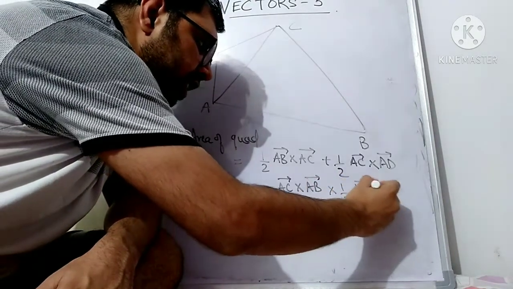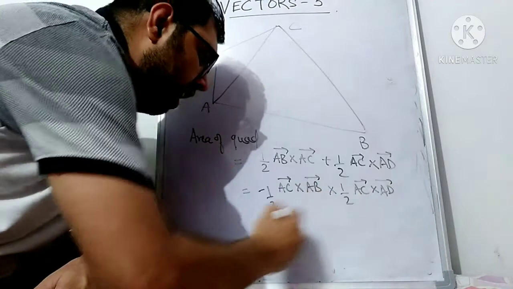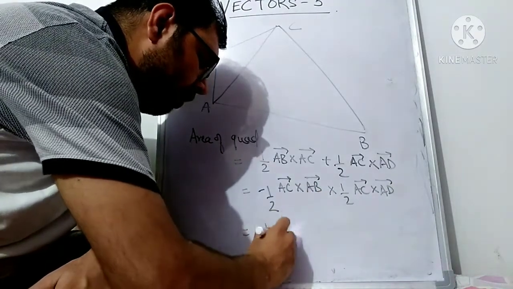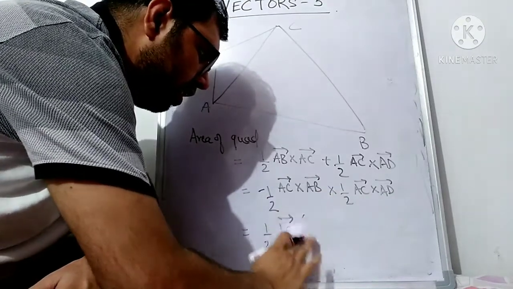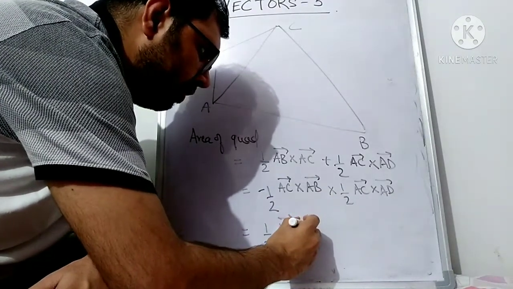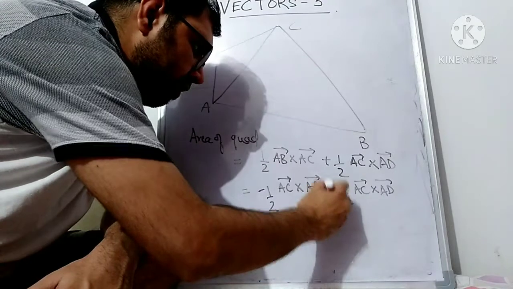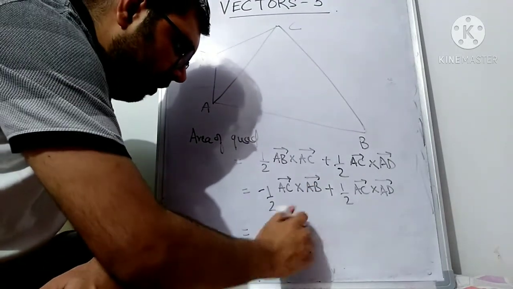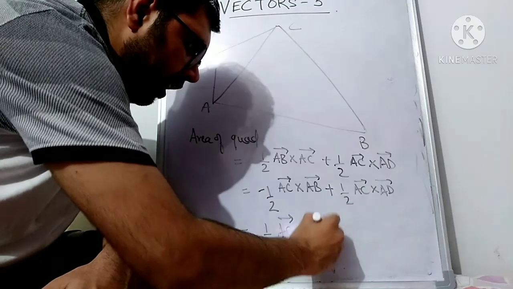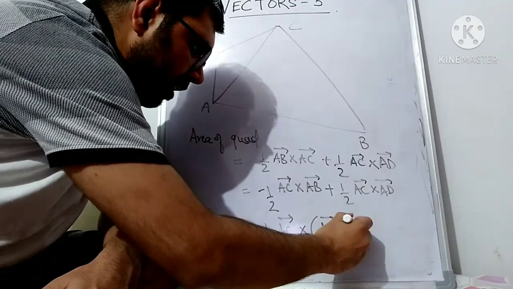Now you take half AC vector common. If you take half AC vector common, then half AC vector common cross AD vector will be here, and minus AB vector, right?